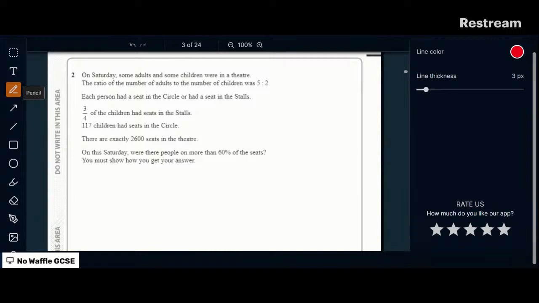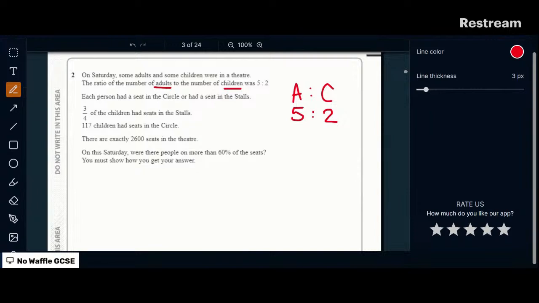This is for hire. On Saturday, some adults and some children were in a theatre. The ratio of the number of adults to the number of children was 5:2. Each person had a seat in the circle or had a seat in the stalls. 3/4 of the children had a seat in the stalls. 117 had seats in the circle. There are exactly 2,600 seats in the theatre. On this Saturday, were there people on more than 60% of the seats? You must show your working.